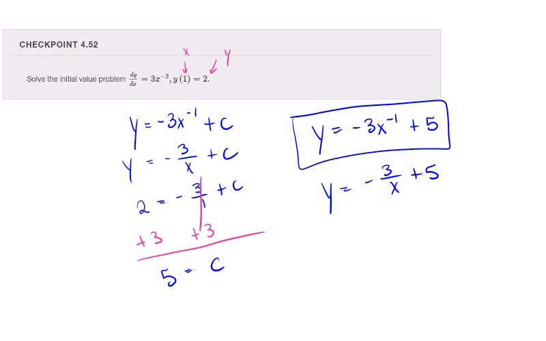All right, so good job. Now you know how to do initial value problems. So next we're going to apply it to a real life situation.